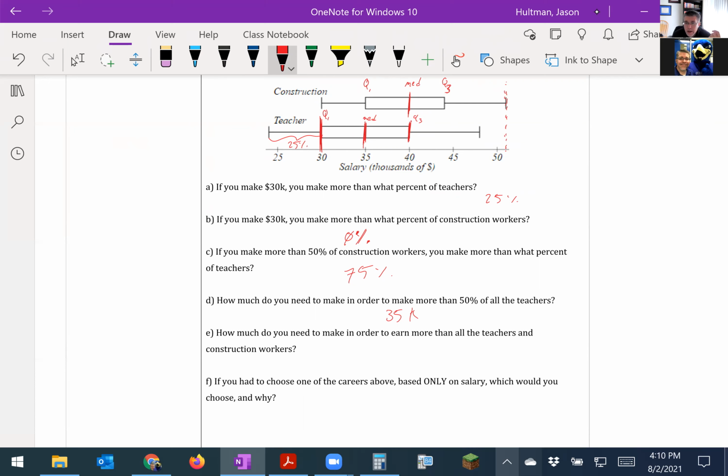And I didn't really know, but I would say I'm going to go 55,000. Because if you look at the spacing here, and then if I were to go to the next spacing from 45 to 50, 50 to 55, I'm going to say to be safe, I'm going to say 55K, to earn more than any teacher or construction worker.